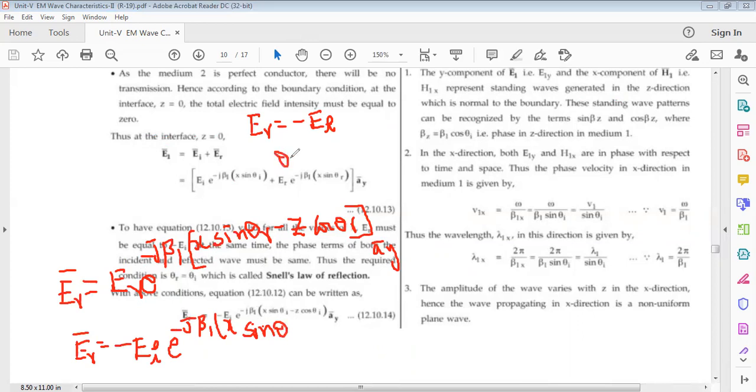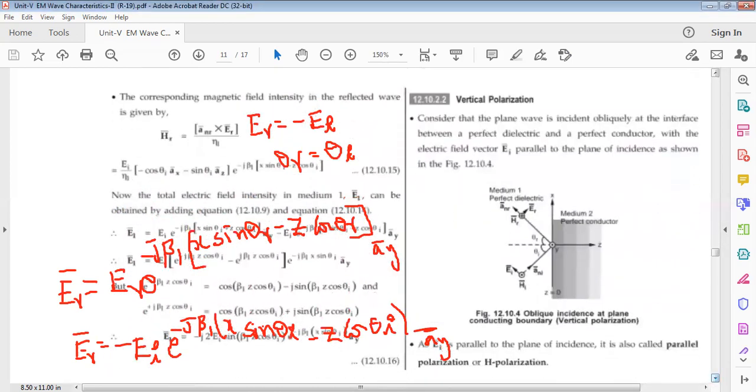Theta r, according to Snell's law of reflection, is equal to theta I. Now I am replacing theta r with theta I, minus z into cos theta I into ay bar. So I have changed ER bar in terms of EI and theta I: EI into e power minus j beta 1 minus z into cos theta into ay. Got it, my students?